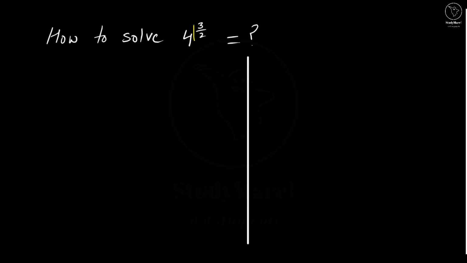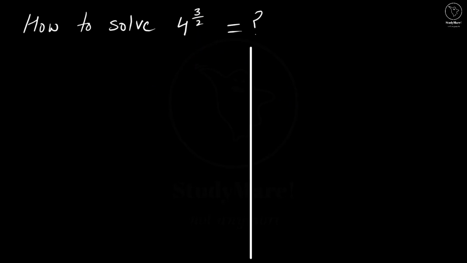Do you know how to solve 4 to the power 3 by 2? We know that 3 by 2 can be written as 3 into 1 by 2 or 1 by 2 into 3. Based on this, we can solve this in two different ways. In the first format, we get 4 to the power 3 by 2 is equal to 4 to the power 3 into 1 by 2, while in the second format, we get 4 to the power 3 by 2 is equal to 4 to the power 1 by 2 into 3.